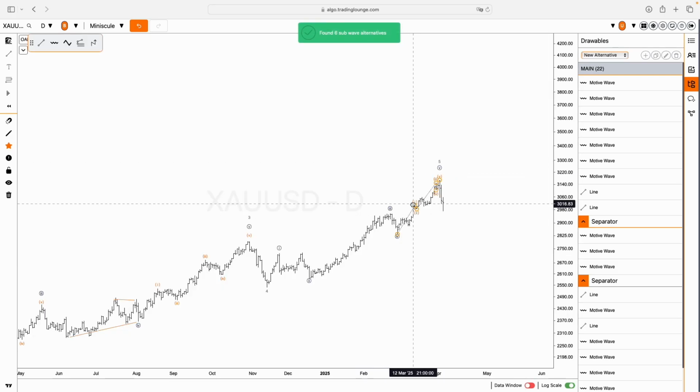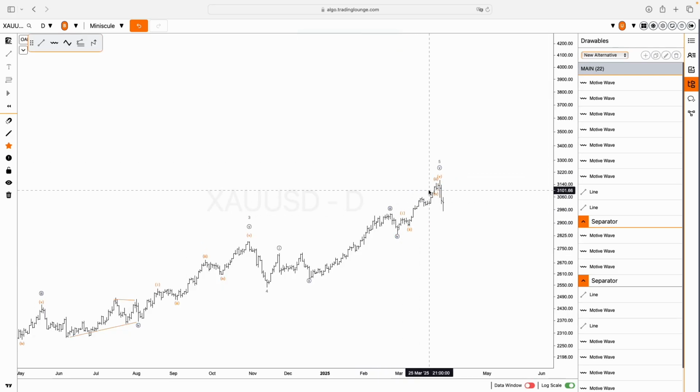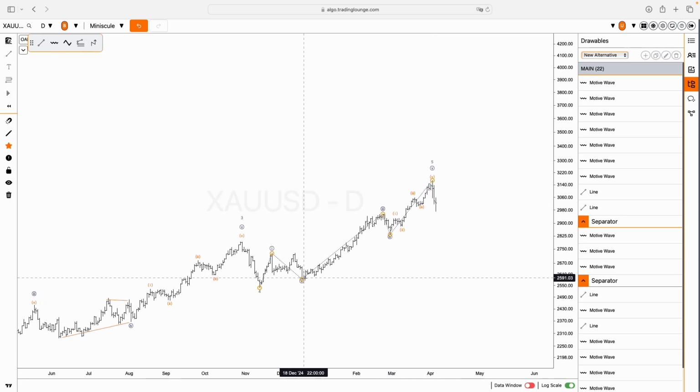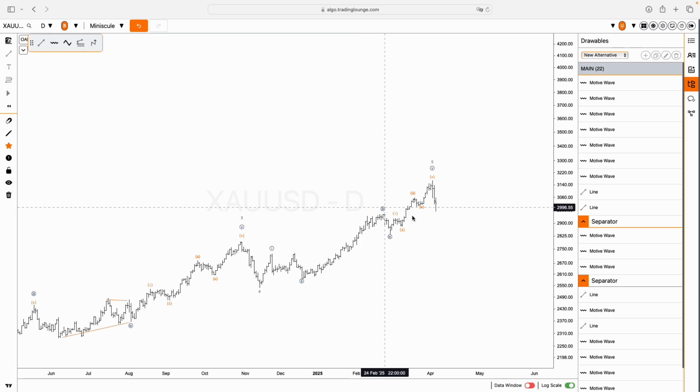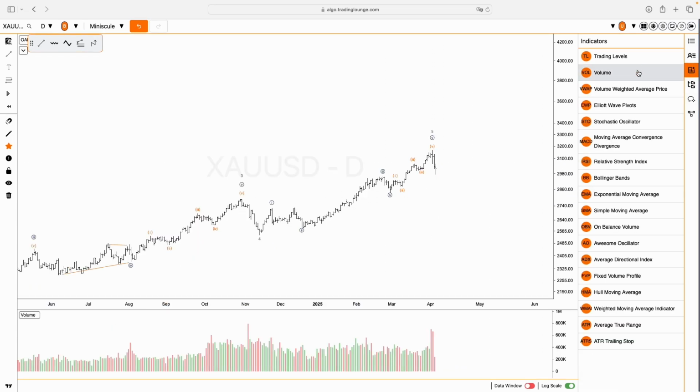Oh, I love this tool. It saves so much time. Okay, ABC, sideways 2, sharp 4. What else? Sharp here. Can we take a look at volume? We should have volume here.